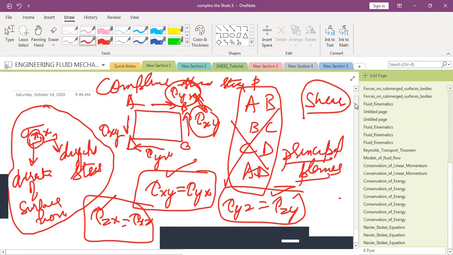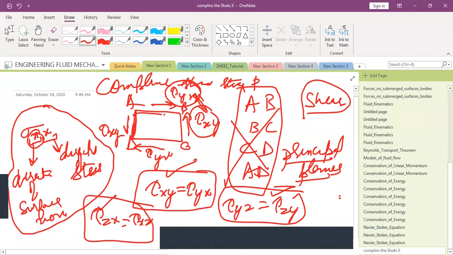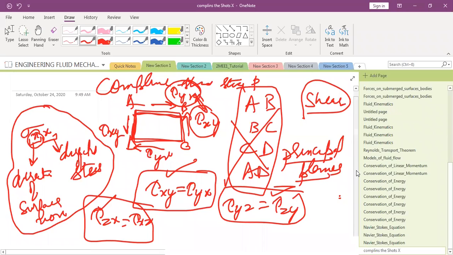So principal stresses, please remember, principal stresses are stresses on principal planes. So if there are no principal planes which are visible to you, it means here you cannot define principal stresses. Any doubts?